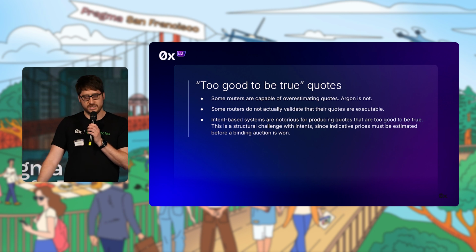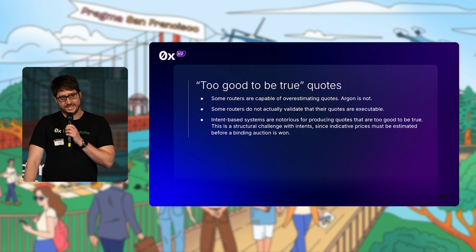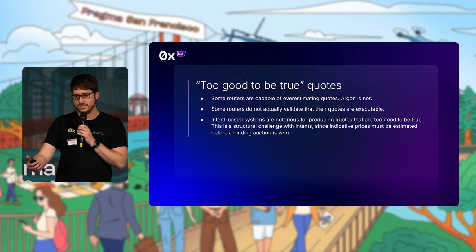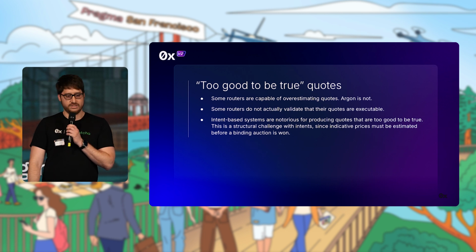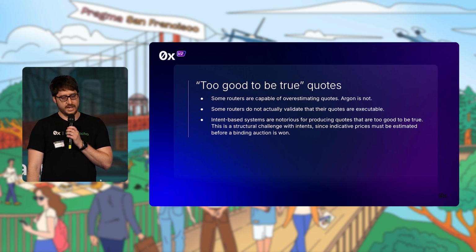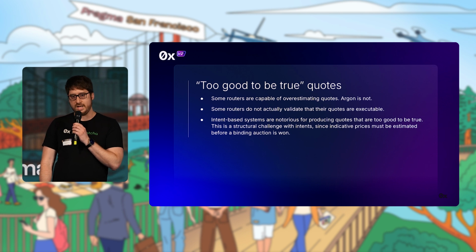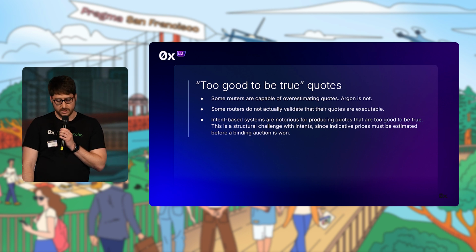So they're just kind of taking shortcuts, and in a way, it's a win for them because they show users prices that are too good to be true, and the users might end up going with that. But for us, trust and accuracy are really, really important, and we are making sure that we are validating all quotes to the best of our ability.